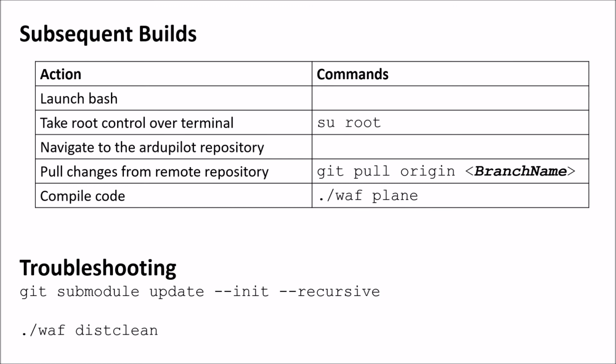The first thing you need to do is launch bash from Windows 10. Once you're in bash, take over root control of the terminal using su root and entering your password. Then navigate into the ArduPilot repository, which is probably somewhere in the root folder. Once you're in the ArduPilot repository, pull changes from the remote repository using git pull origin and then the name of your branch. And then all you need to do is compile the code using ./waf plane.